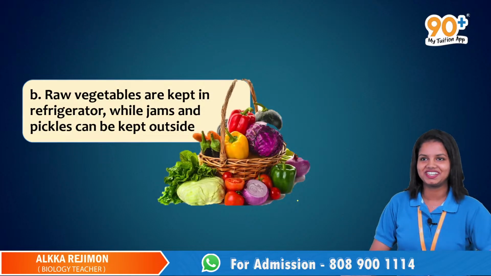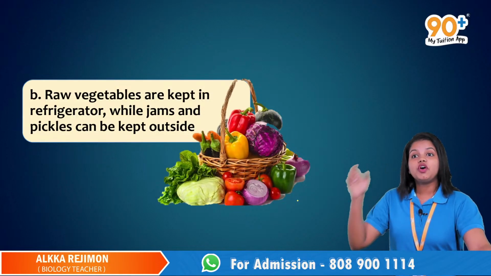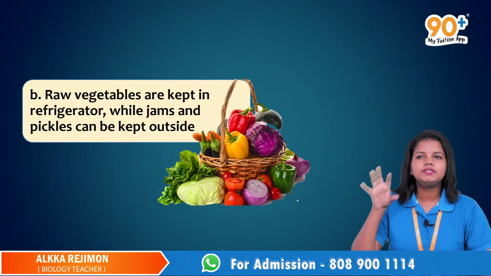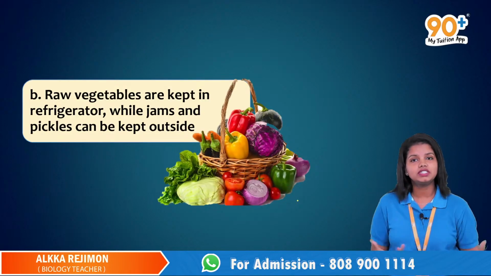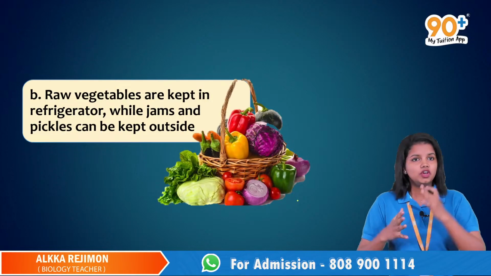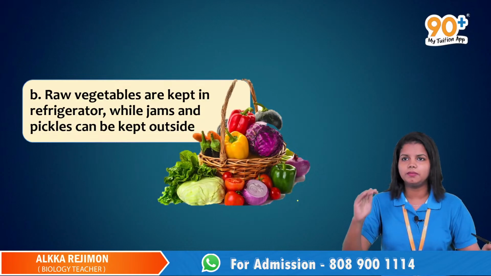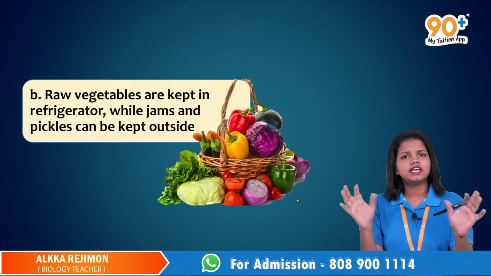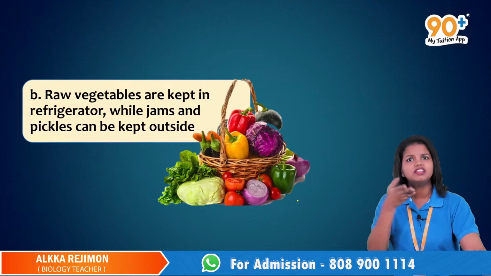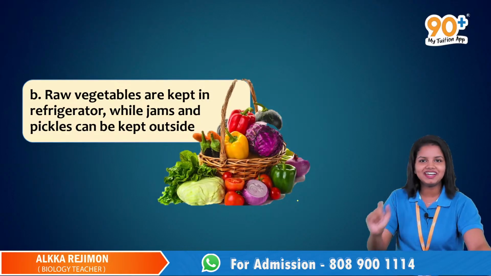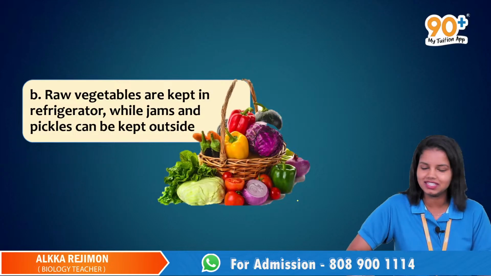Perfect. Okay. So, raw vegetables are kept in the refrigerator, while jams and pickles can be kept outside. Why is that? We keep raw vegetables in the fridge to look after them, but jams and pickles are okay even outside; they don't spoil quickly. What could be the reason? Yes, we have already learned this technique of food preservation.